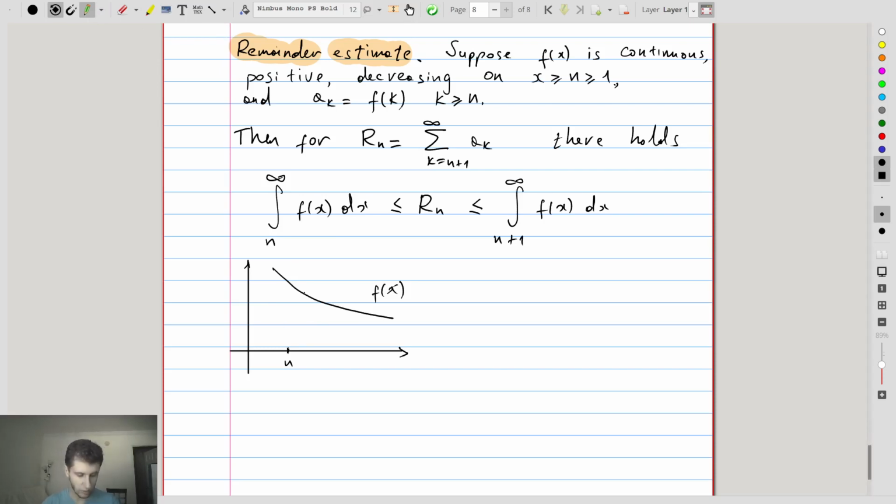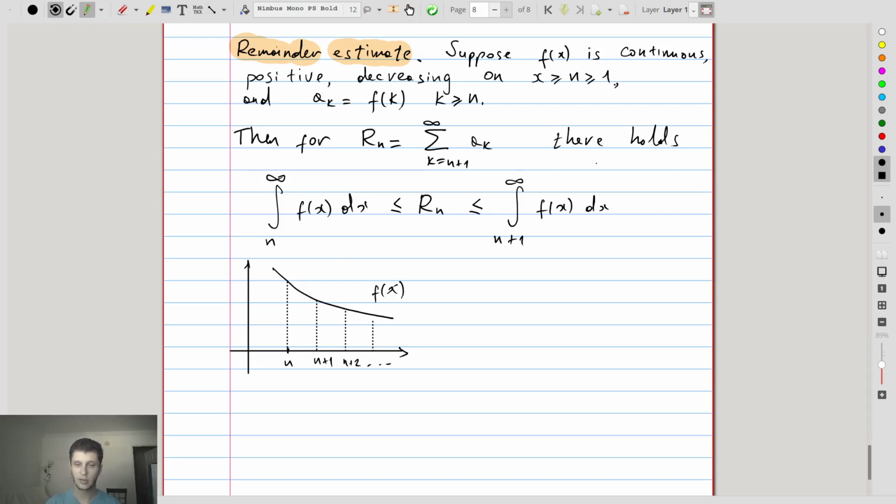Now, as before, we look at the rectangles that correspond to terms of our series, but this time the terms are only starting from the number n plus 1. So the reason I put n in this picture will become clear in a moment.